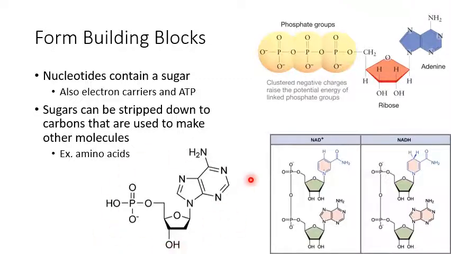Here you have an example of a nucleotide, and the sugar in it is shown right here. So this is going to be deoxyribose because it doesn't have an OH. It doesn't have an oxygen on its second carbon. So of course that means you need sugars so you can make nucleotides.